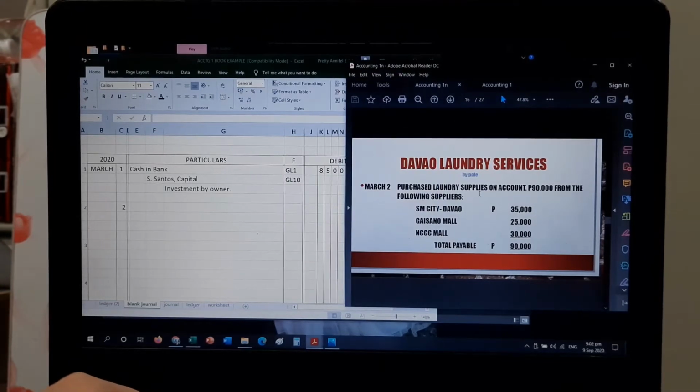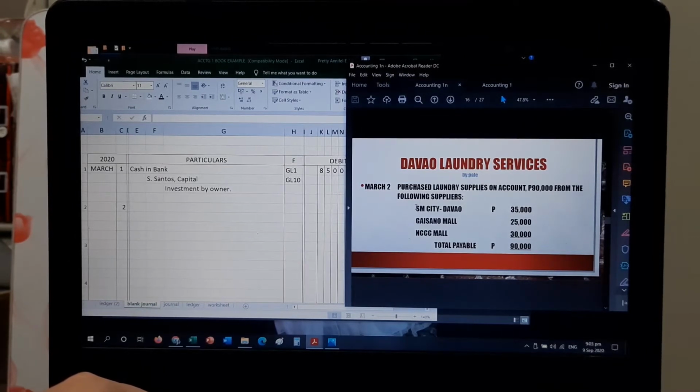So purchase laundry supplies on account, that is 90,000 from the following suppliers. So we have SM City Davao, Gaisano Mall, and CCC Mall. Ma'am, do we have to separate these accounts? In the general journal, no need. You will have a separate journal and ledger for that.